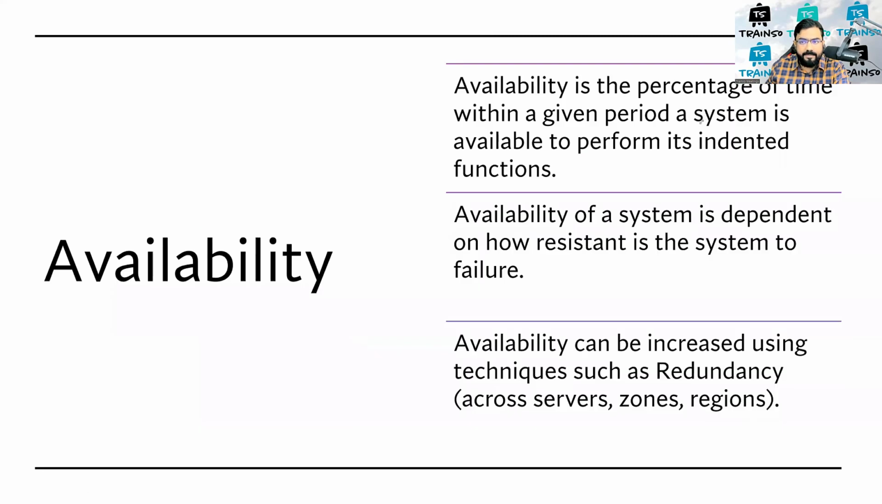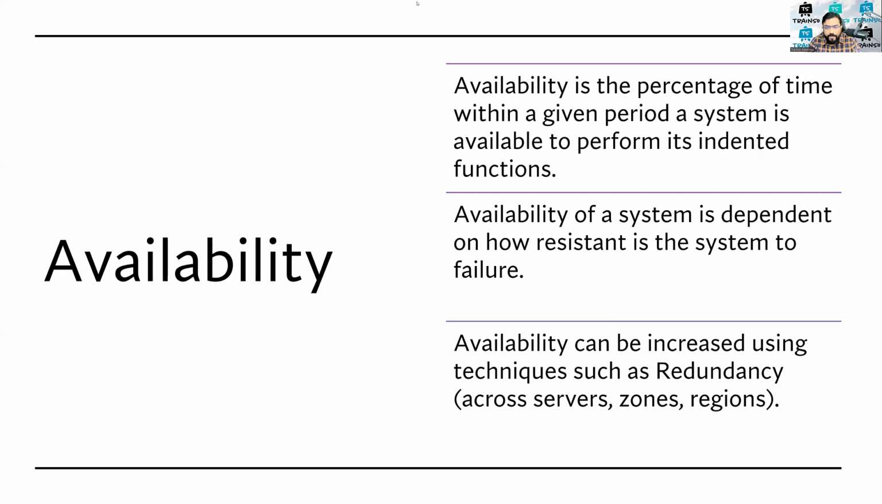What is this availability? Availability is the percentage of time within a given period a system is available to perform its intended functions. Availability of a system is dependent on how resistant the system is to failure. And availability can be increased by using techniques such as redundancy across servers or across zones or across regions.